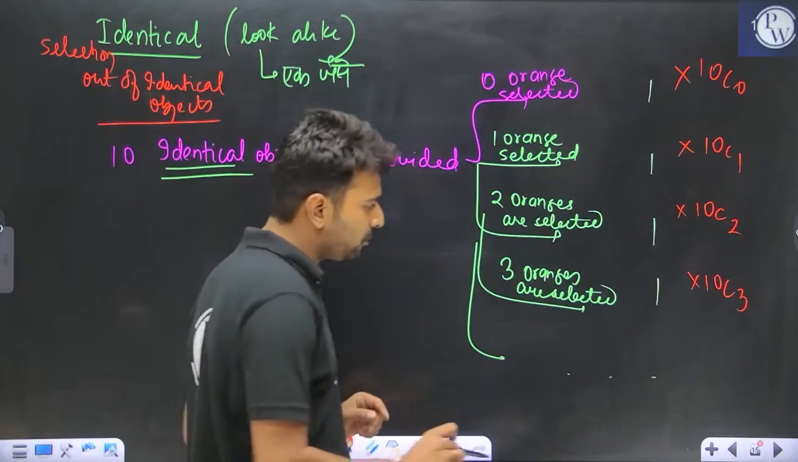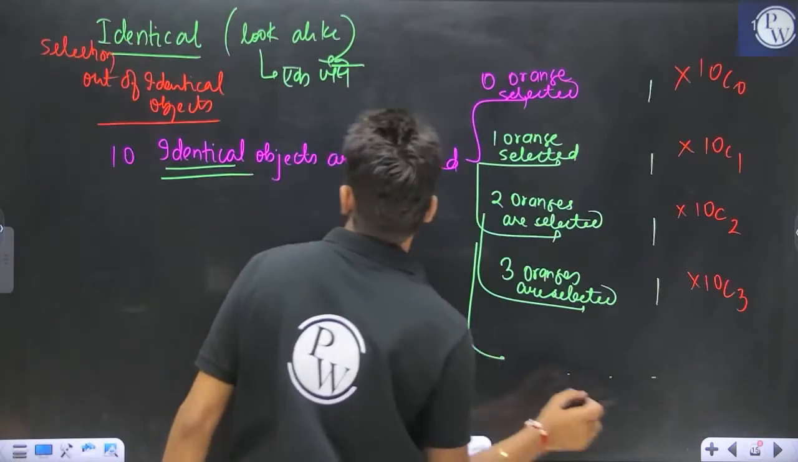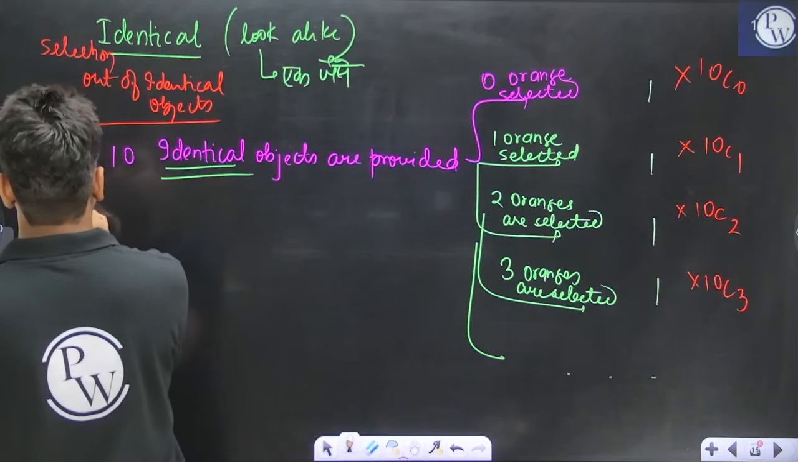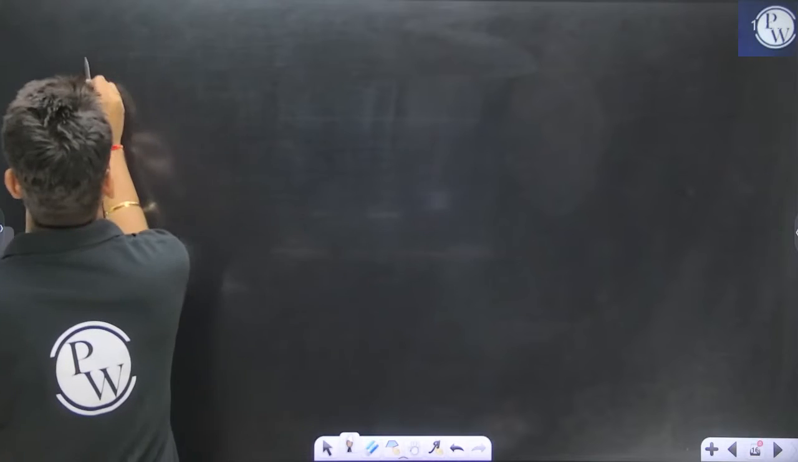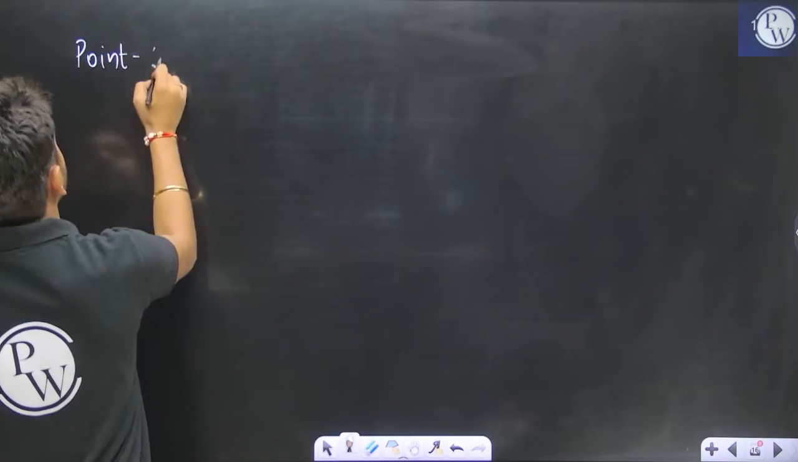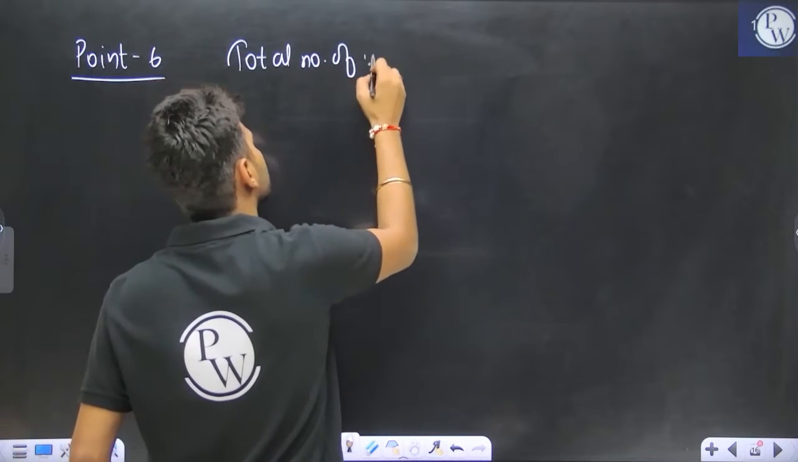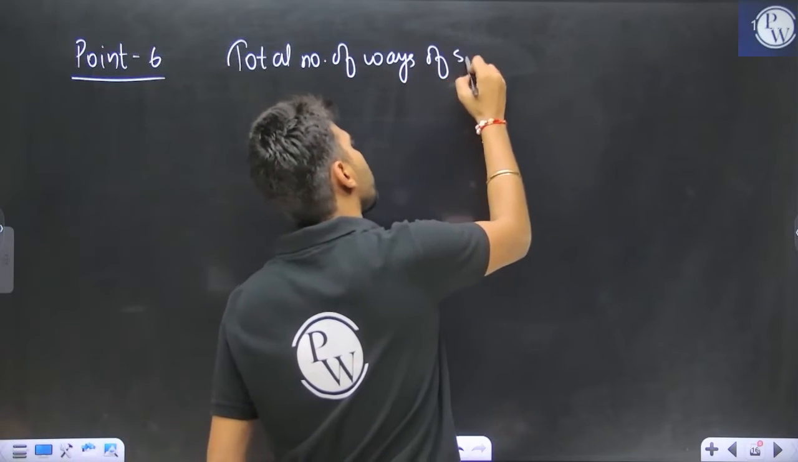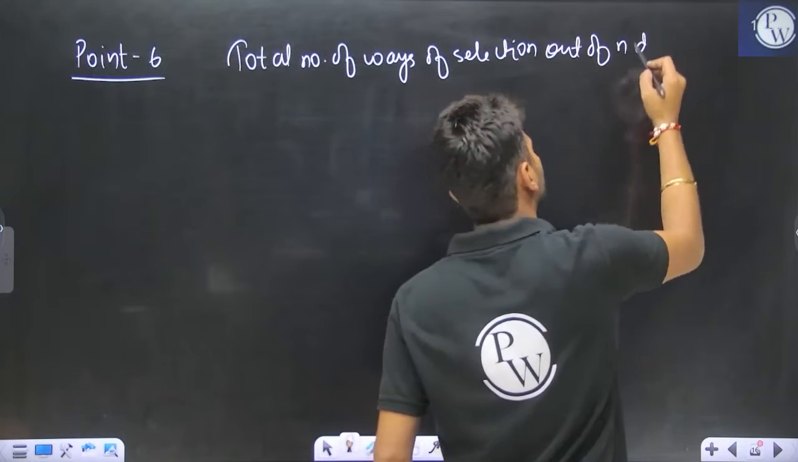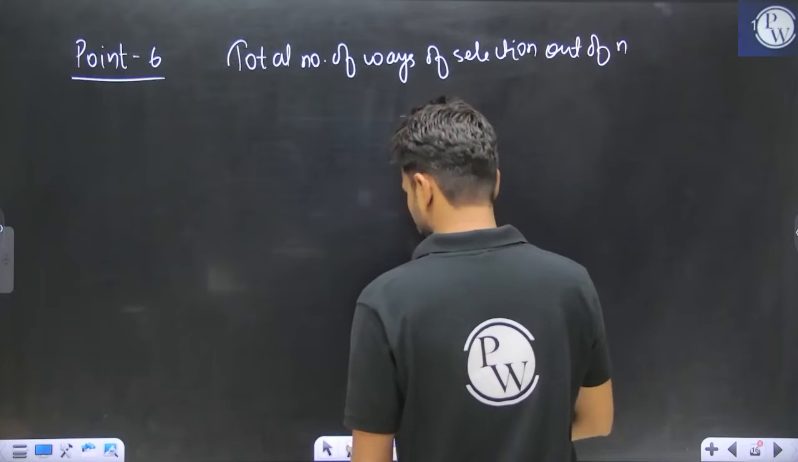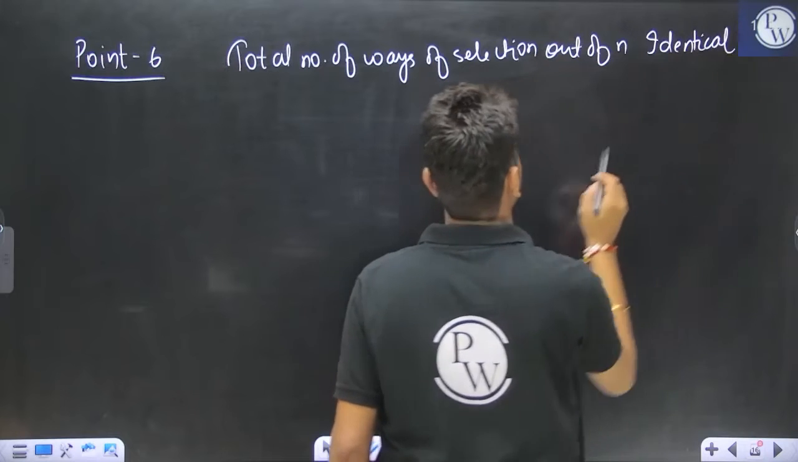Alright, okay, talking about the next thing. Point number 6. Total number of ways of selection out of n identical objects.